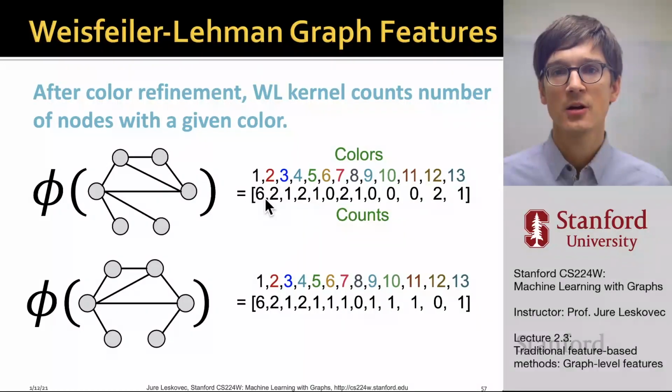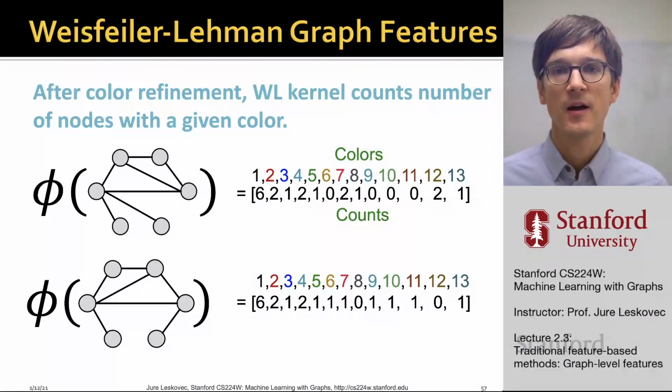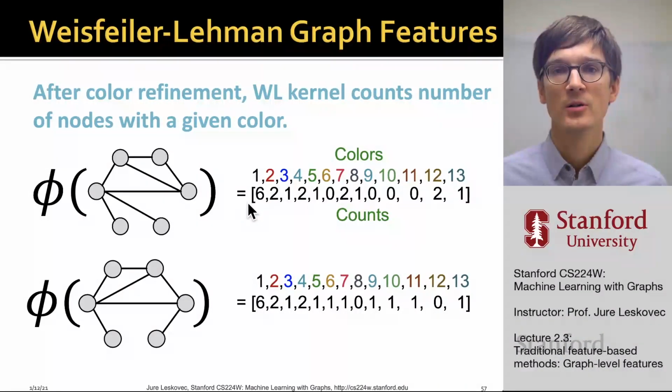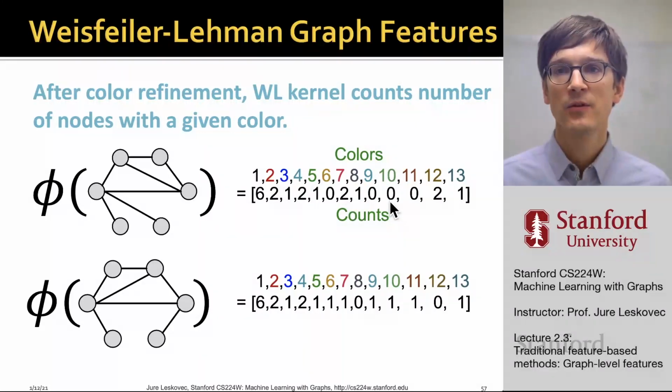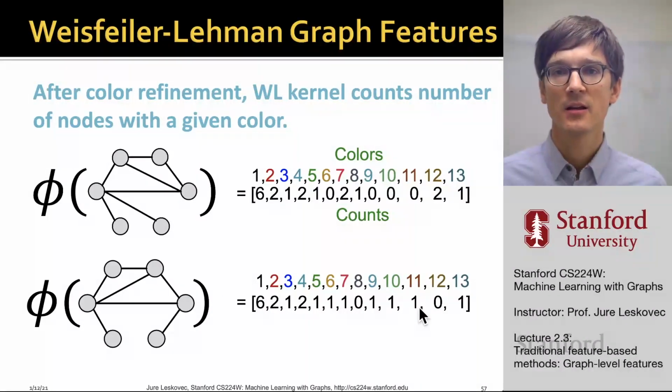In the first iteration, all 6 nodes were colored the same way. So there are 6 instances of color 1. Then after we aggregated the colors and refined them, there were 2 nodes of color 2, 1 node of color 3, 2 nodes of color 4, and so on. So here is now the feature description in terms of color counts for different colors for the first graph and different colors for the second graph.